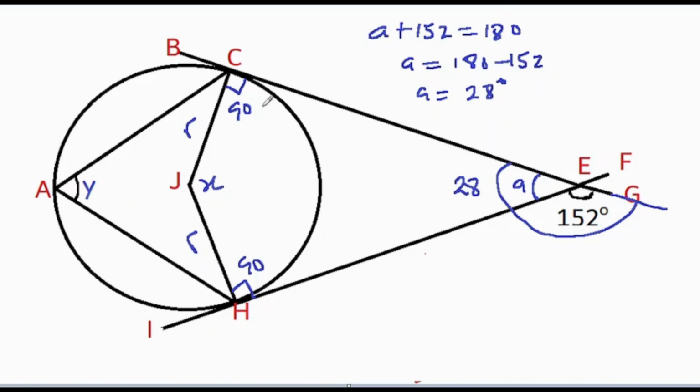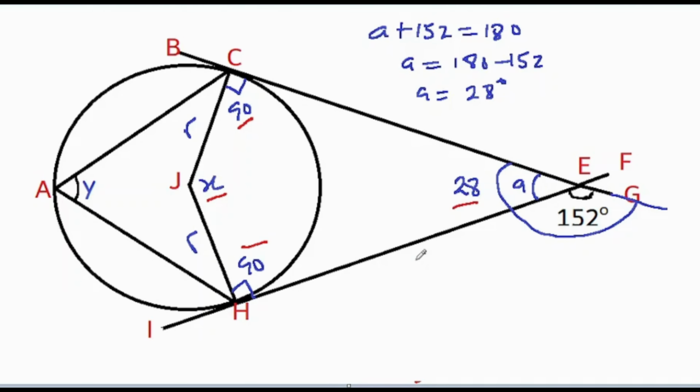All right, so we can work on the quadrilateral HJCE, and the sum of angles in a quadrilateral is 360 degrees. So let's have that. We are going to sum up X, 90, 90 and 28.